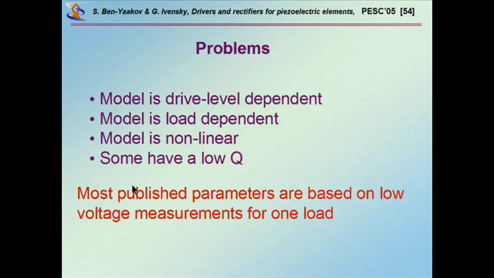Now, most published parameters of the transformer are actually for low voltage, 1 volt, and for one load. So one has to be very careful applying these published parameters given by some manufacturers to the real case of a high power level and maybe different loads.